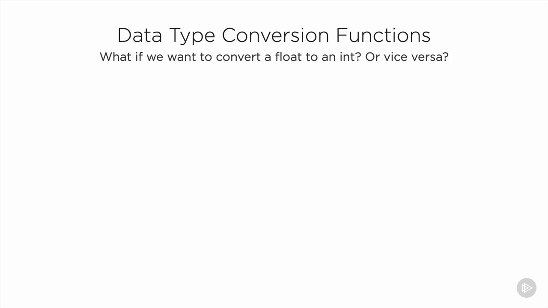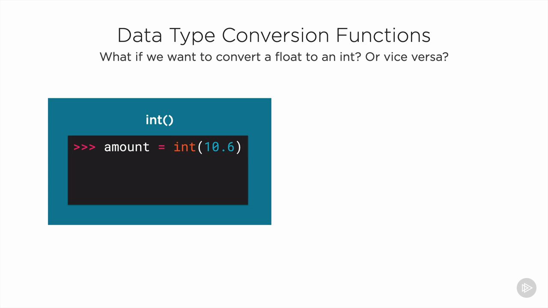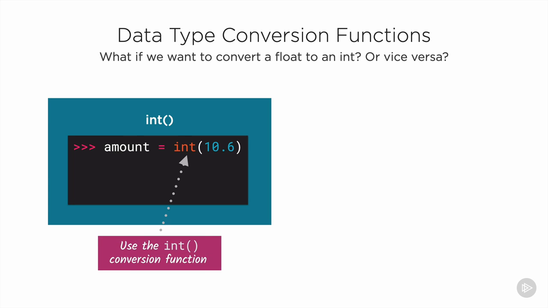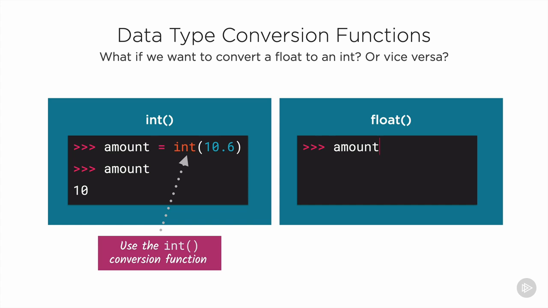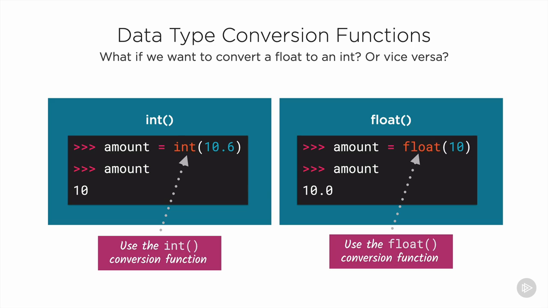What if we wanted to convert a float to be an integer? We can wrap the number in a call to the int function, which will try and convert 10.6 to an integer by chopping off the decimal part. And if we print the result, we're left with the whole number 10. And if we want to force an integer to be a float, we can wrap the number in a call to the float function, which will try and convert 10 to a decimal. And if we print the result again, we have the decimal 10.0.